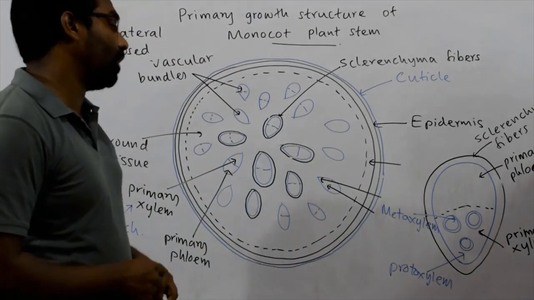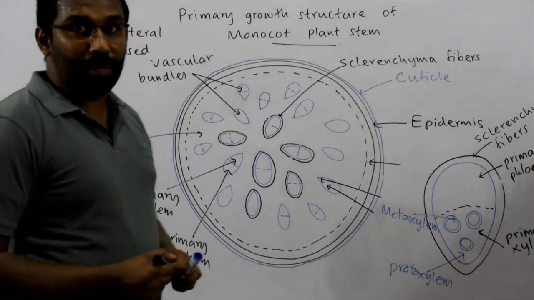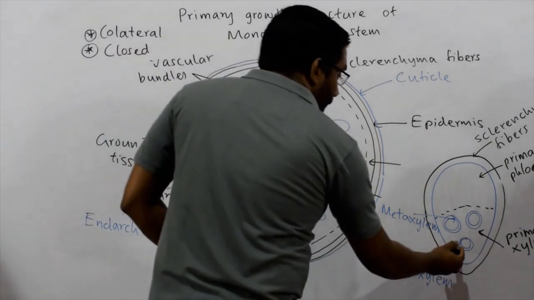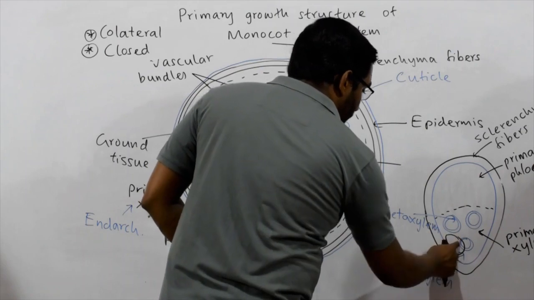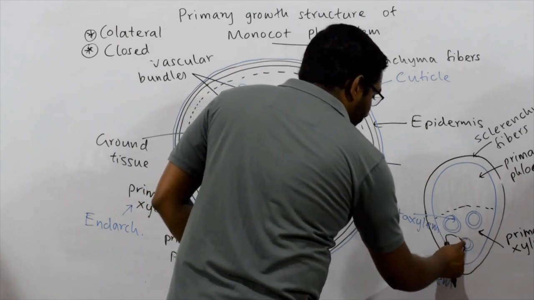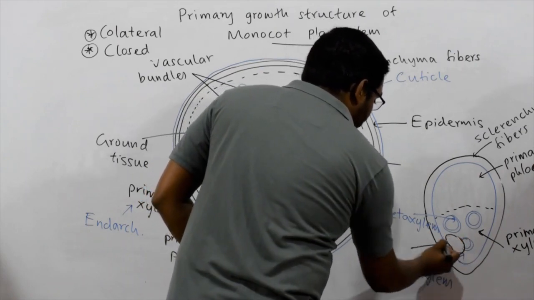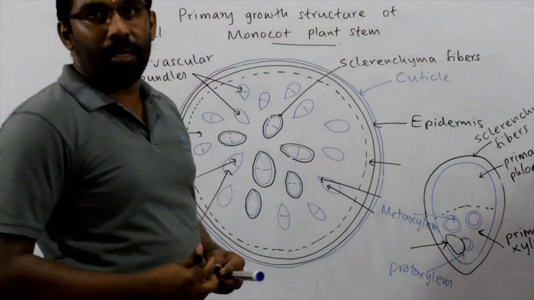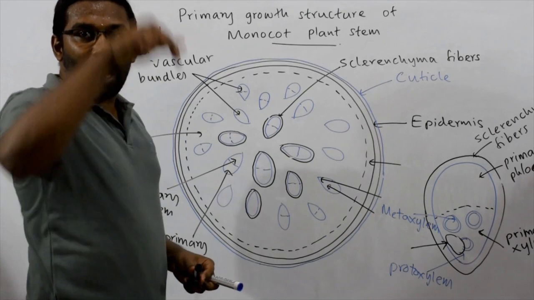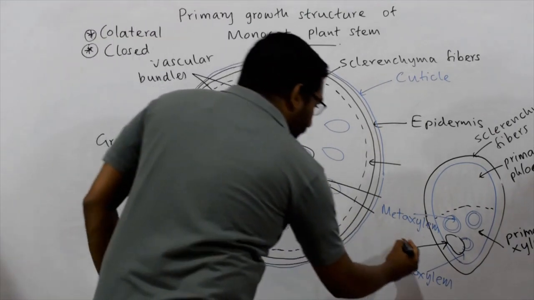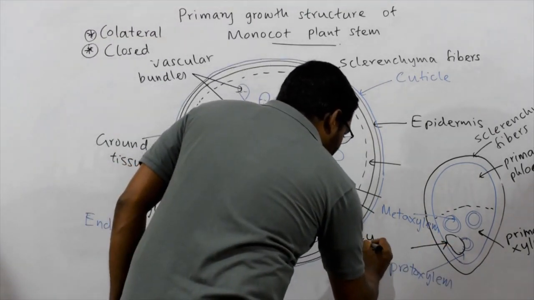Then there's one more thing. With the maturation of the plant, parts of this protoxylem can be broken down. Here, parts of this protoxylem can be broken down with the maturation of the plant and form a continuous cavity inside. Then this cavity is known as lysigenous cavity.